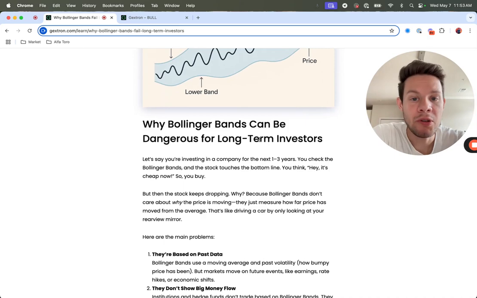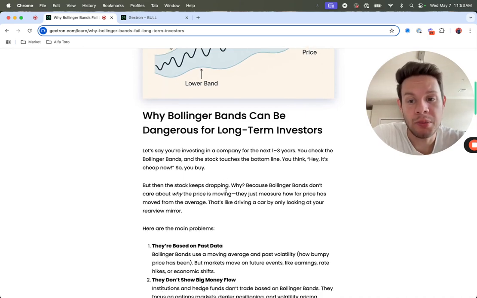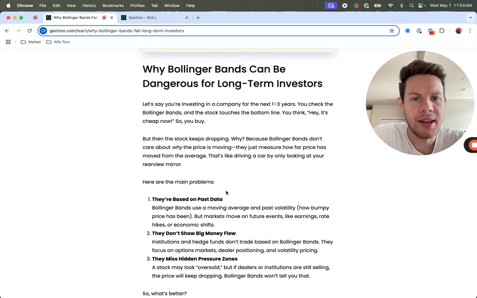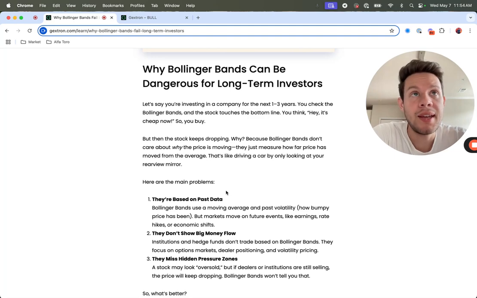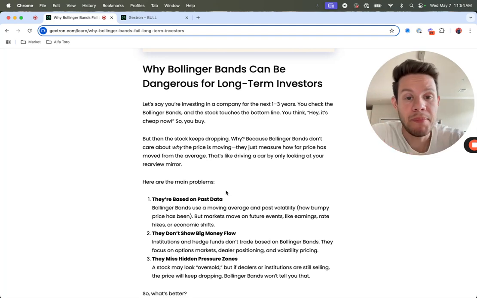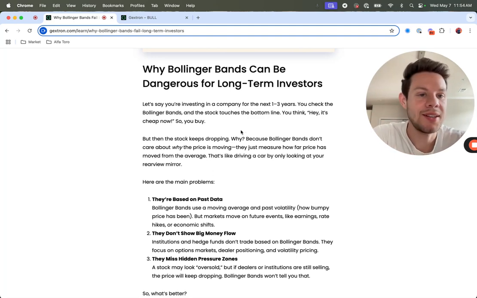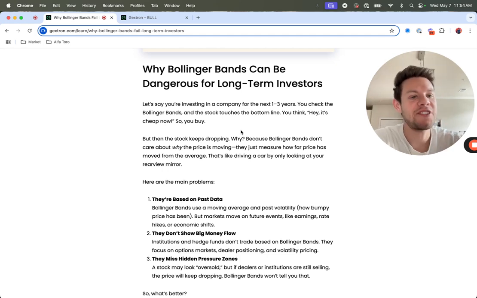So, why Bollinger Bands can be dangerous for long-term investors, and this applies for traders as well too. I used to use it a long time ago for my trading, not so much for my investment, but it doesn't really work. Okay, it's not a good gauge of whether we're oversold or overbought.